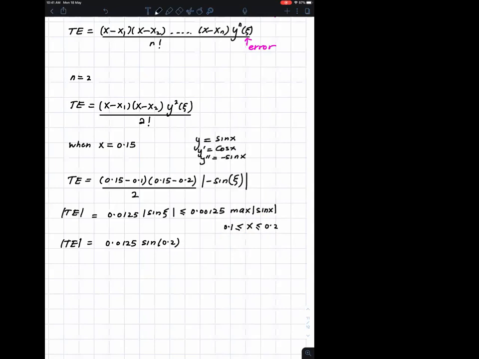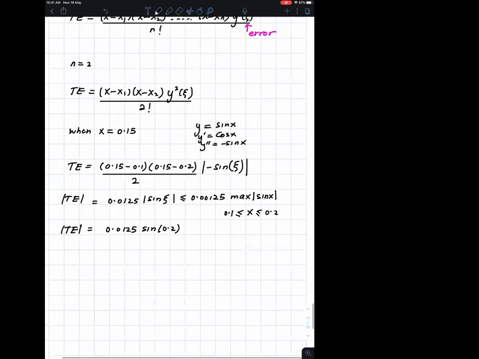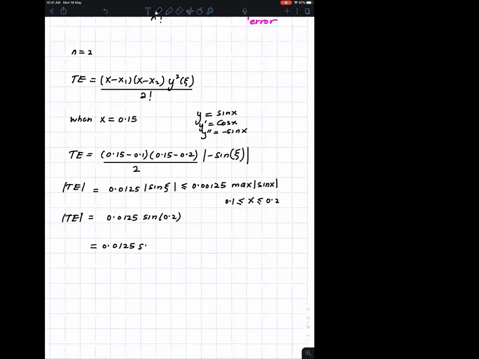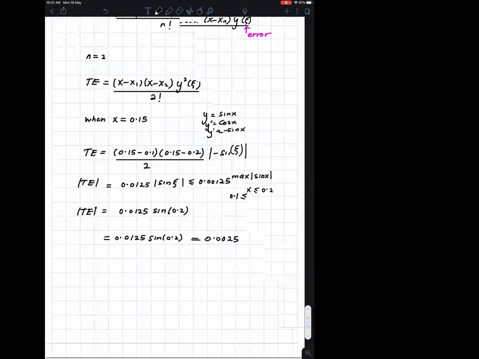Calculate that: 0.0125 sine 0.2. That's the truncation error. There's an error between the actual value and the value approximated by the Lagrange polynomial. So this is just to show you that we need to calculate the error when we do numerical analysis.